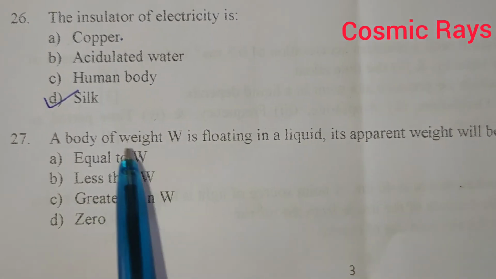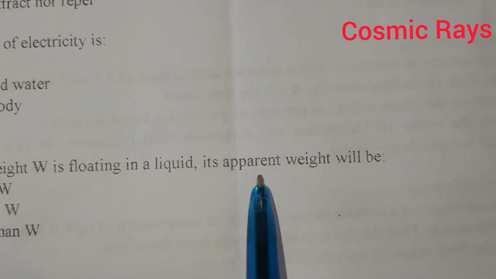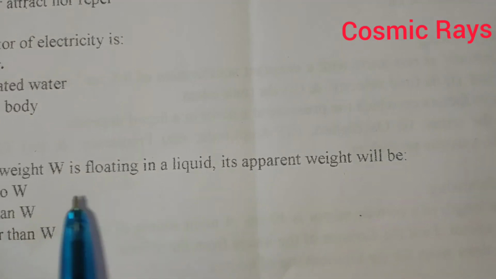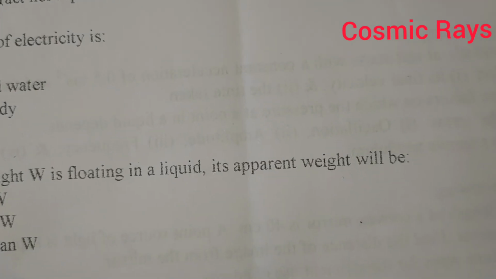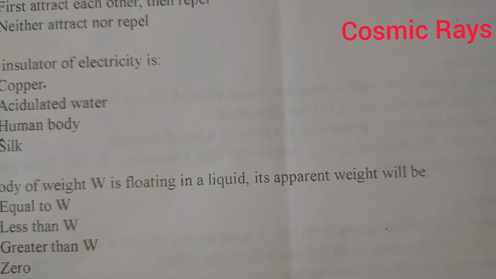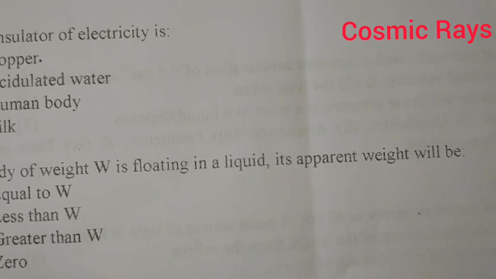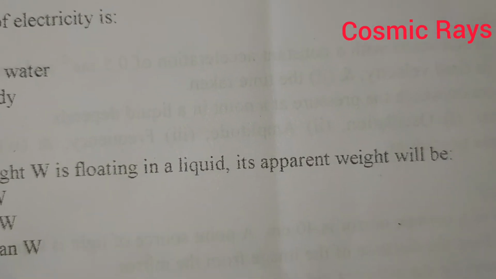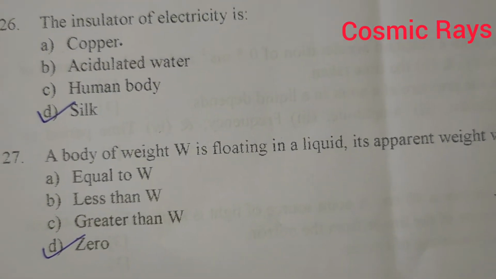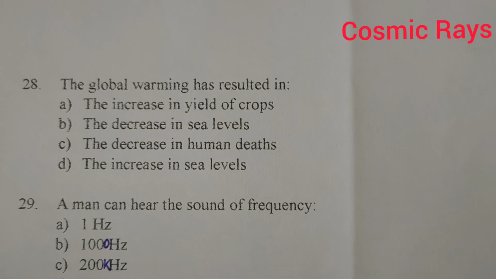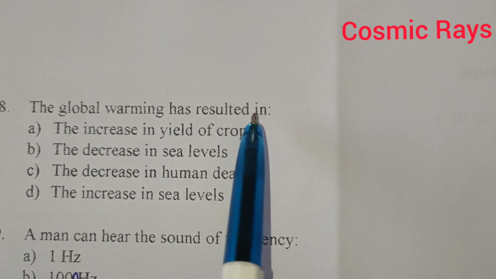The next question says a body of weight W is floating in a liquid. Its apparent weight will be. Now in this case, you can revise chapter 4 and you'll find that the apparent weight means the weight that seems to be, which is not true but it seems to be, it will be 0. The object experiences weightlessness.